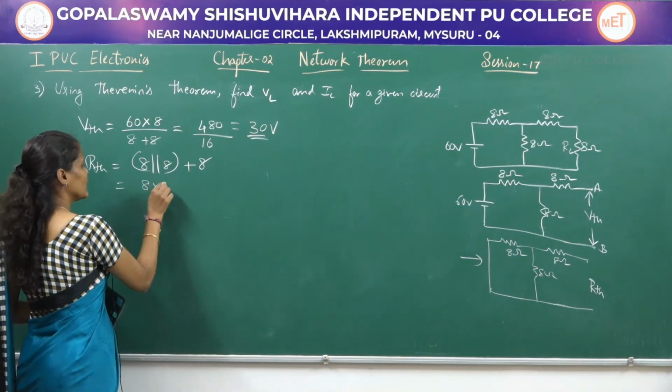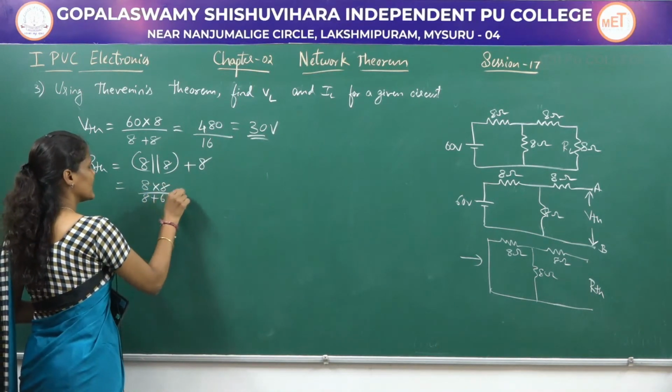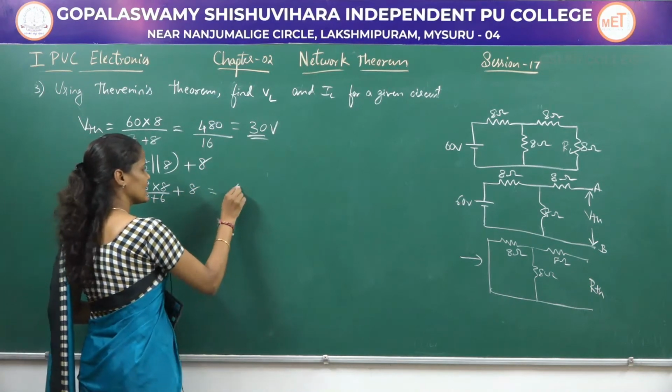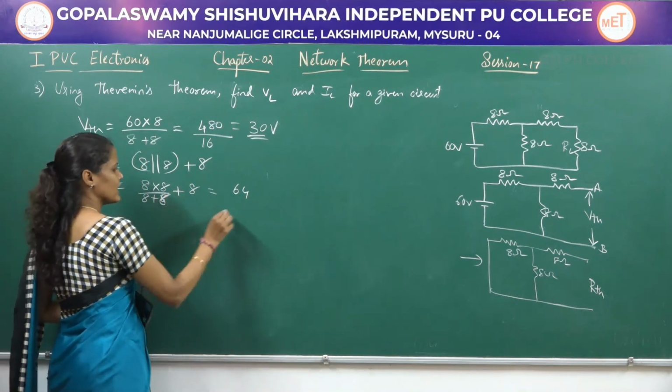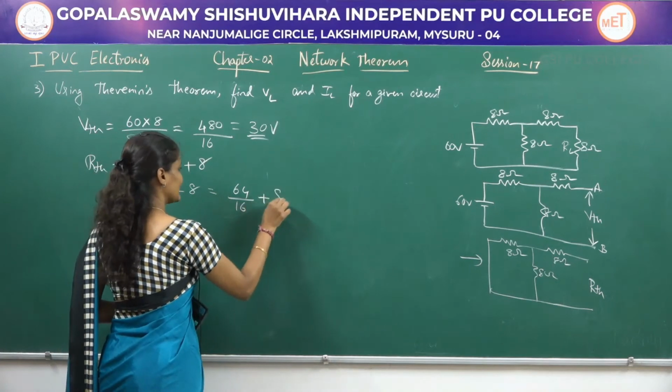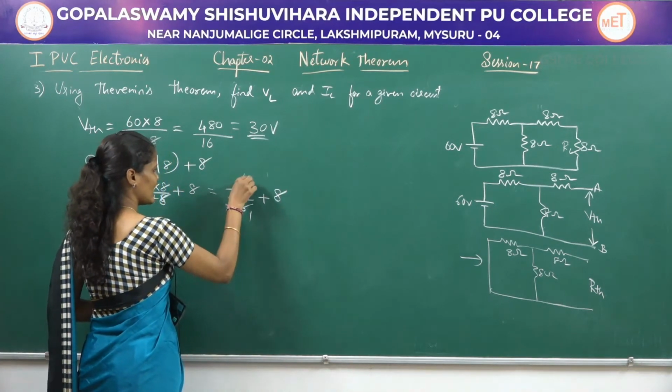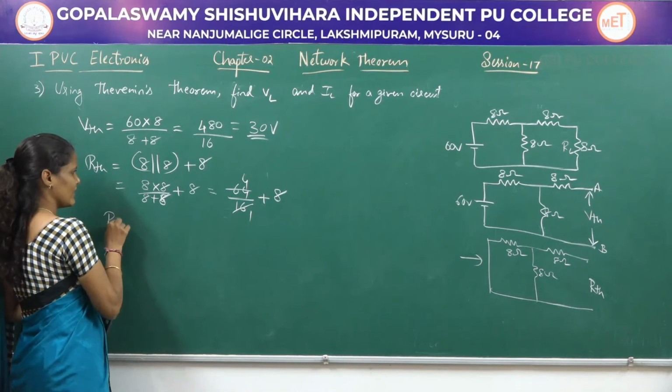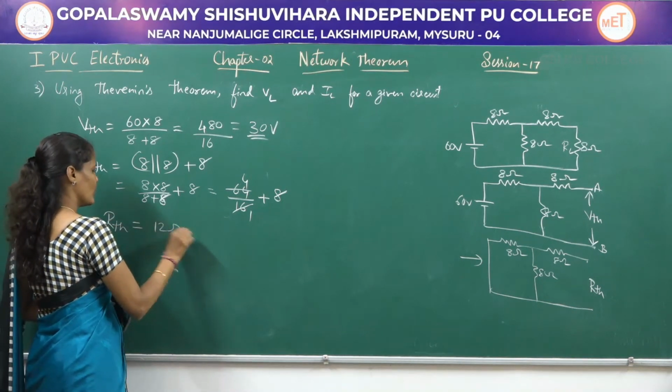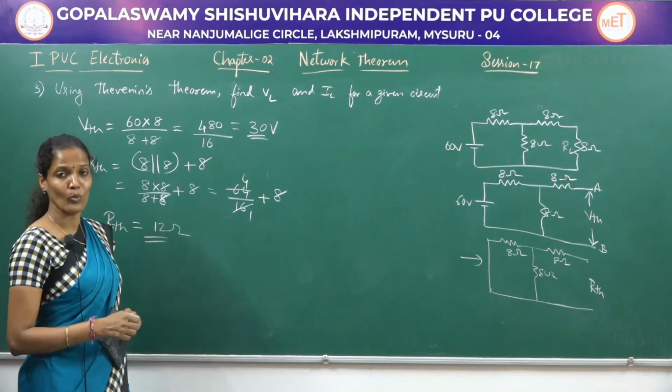So 8 into 8 divided by 8 plus 8, plus 8. 8 8s are 64, divided by 16, plus 8. 16 fours are 64. So RThevenin is equal to 8 plus 4, which gives me 12 ohms.